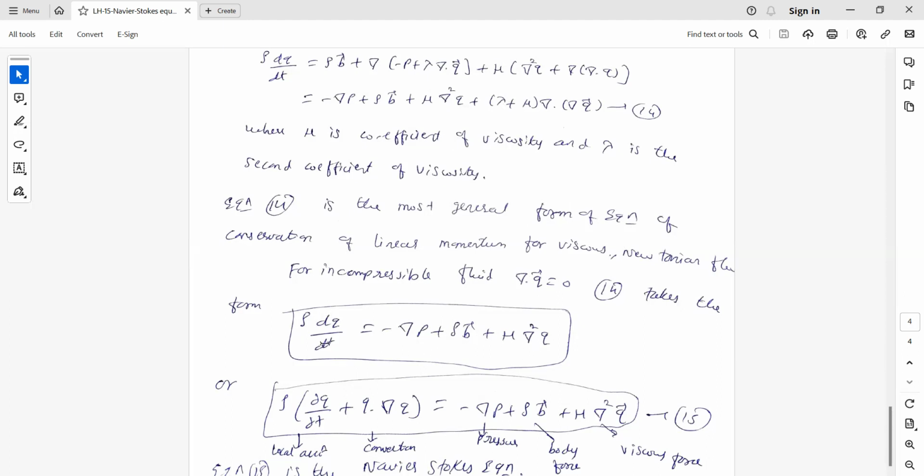Here, with the help of the local and individual time rate of change relation, we can split dq/dt as partial dq/dt plus q dot grad q. This equals minus grad p plus rho b plus mu grad square q. Here, the first is a local acceleration term, q dot grad q is a convection term, grad p is a pressure term, rho b is a body force, and mu grad square q is a viscous force. So this equation 15 is known as the law of conservation of momentum, or the Navier-Stokes equation.